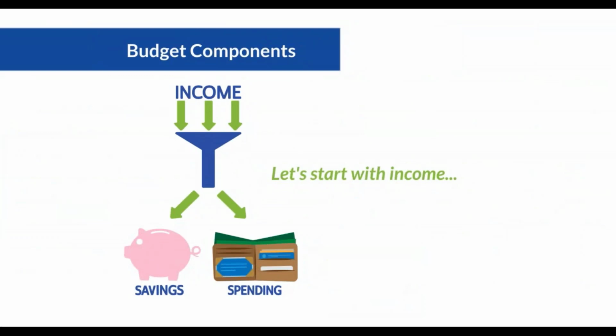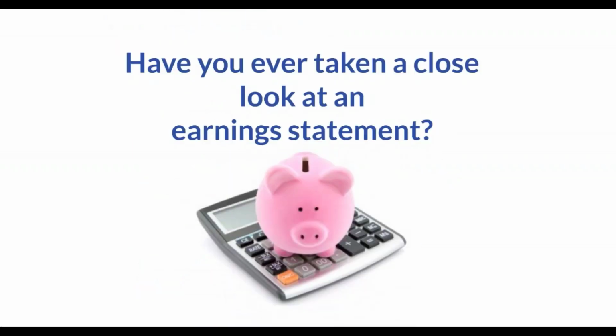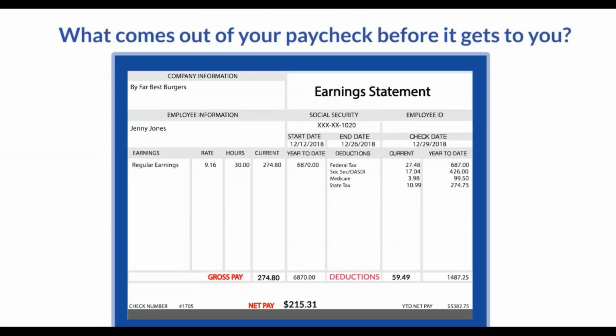So then we do a quick review of all of the different components of a budget: income, savings, and spending, and we start our discussion with income. First, we have the students look at an earnings statement. And it shows it up here on the slide. This is also in the student workbook as well so that they can see it.